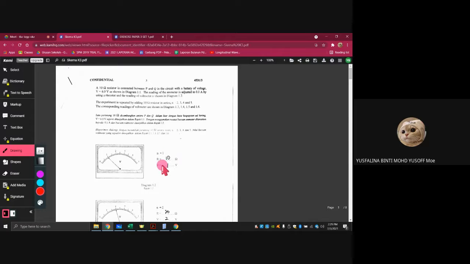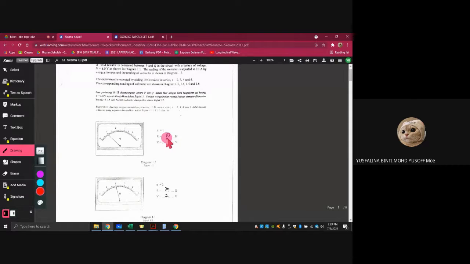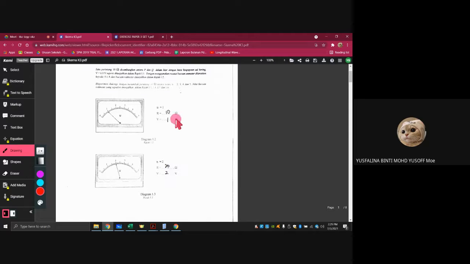Some of you I noticed, when you answered this question, you didn't put the value here. You just put the answer inside the table, because after this you have to tabulate the table, right? But this one you left empty. If you leave this one empty here, there is no marks, okay? So you have to remember, inside the diagram also you have to fill in the value. Don't leave it empty.